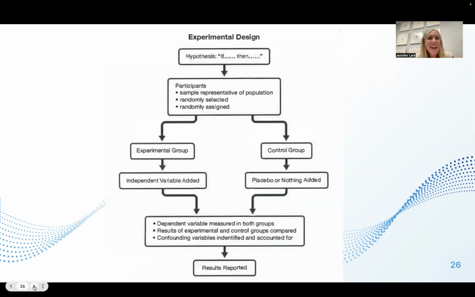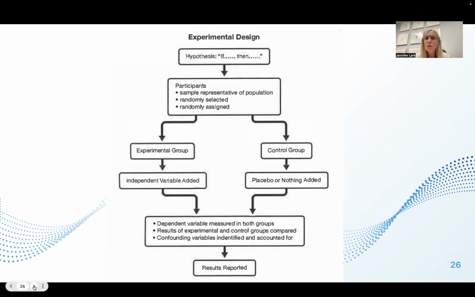Okay, so just one last look at the experimental design overall. We always start with a hypothesis, an if-then statement. We then decide who our population is. We want to randomly select our participants from the larger population. We then want to randomly assign them into either the experimental group who gets the independent variable or the control group who gets the placebo or nothing, the control group. And then we're going to measure the dependent variable.